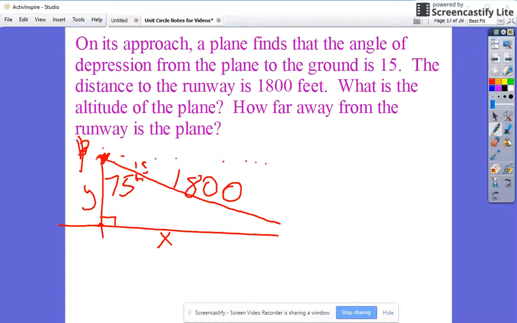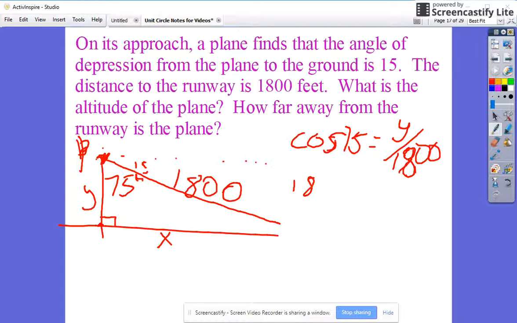So 75 degrees is the angle we're looking from. y is the value that we want. 1,800 is the value we know. Which trig function involves those two pieces? That's hypotenuse and the adjacent side. Which trig function is hypotenuse and adjacent? And that's cosine. So cosine of 75 degrees is equal to y over 1,800, right? So now as you multiply both sides by 1,800, this is going pretty quick, it gives us 1,800 cosine of 75 degrees for my y value.